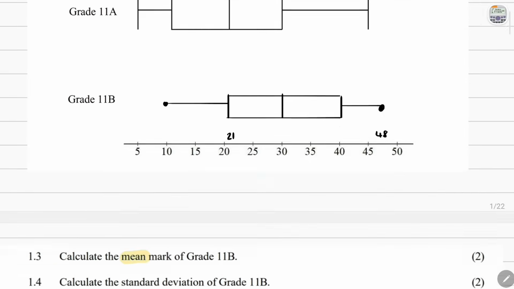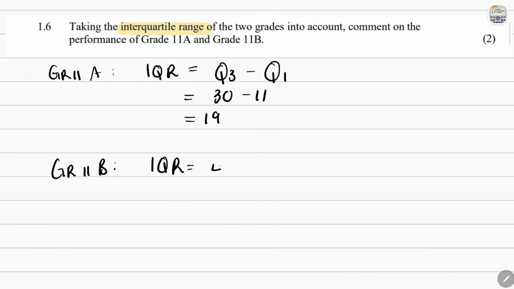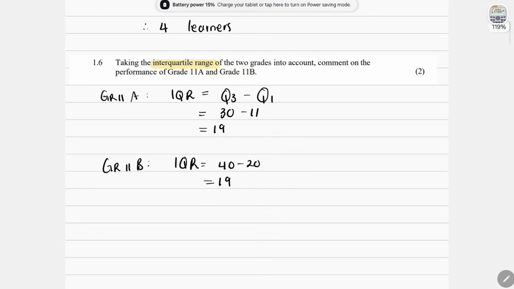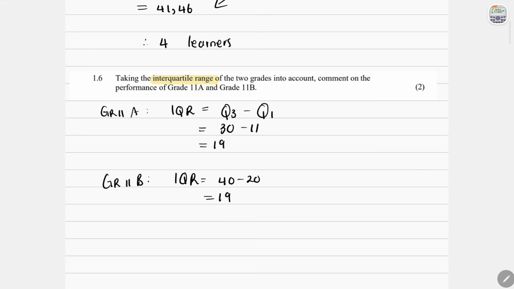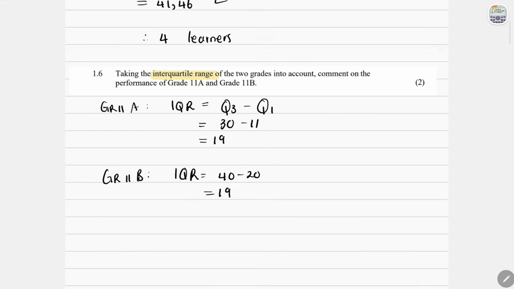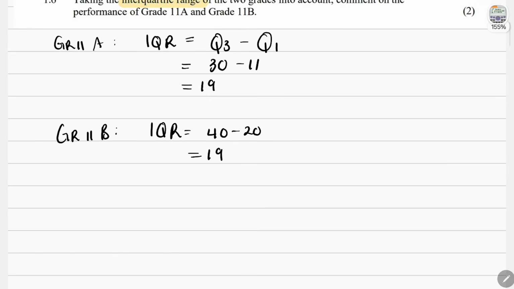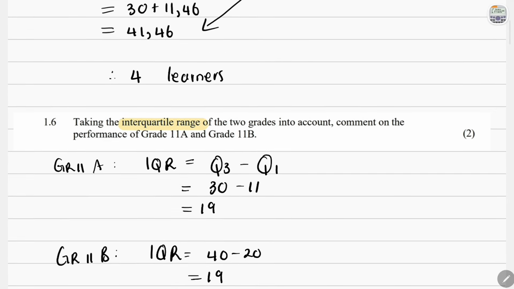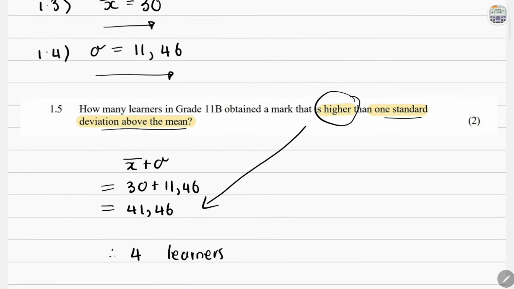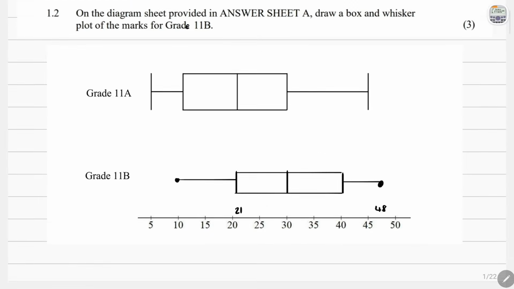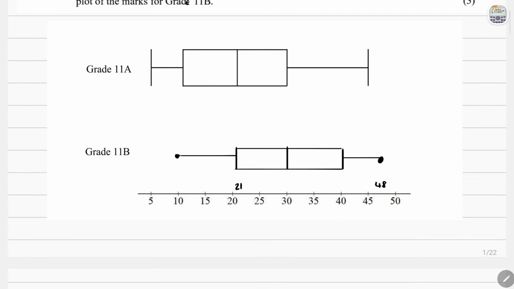Here, that is 40 minus 21. Okay, 40 minus 20 is already 20, minus 1 is 19. So the IQRs are exactly the same, but we still have to comment on their performance. We can tell them the IQR is exactly the same, but let's see, based on that range, how well they did if we're comparing that IQR.